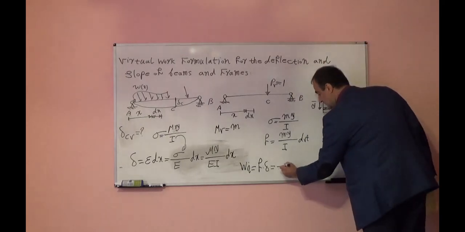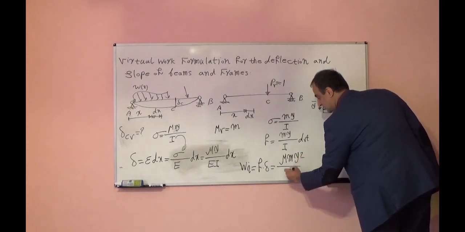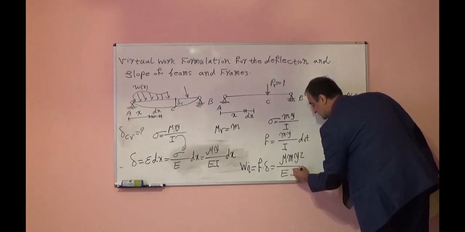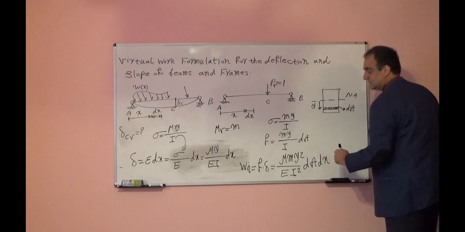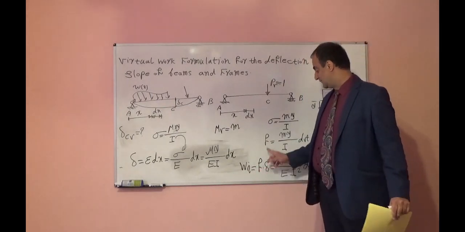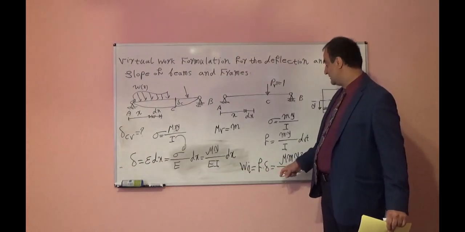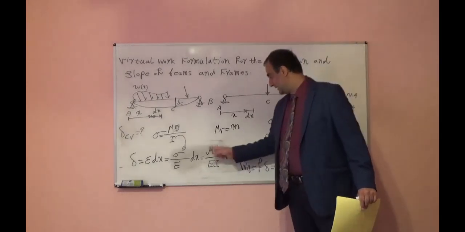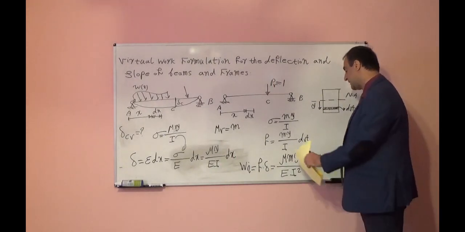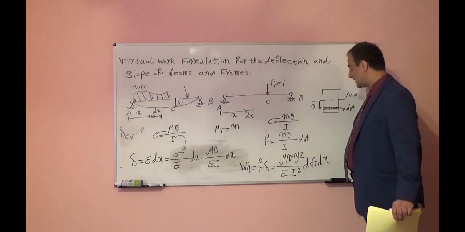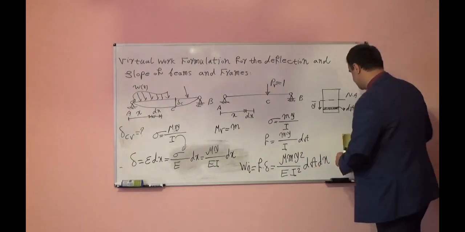That will be equal to m y squared over E I squared E A dx. Internal work will be force in that element times elongation in that element, F times delta. F we have here, delta we have here. We will plug in, we will have capital M, which means moment under real load, times lowercase m, moment under virtual load, y squared over EI squared dA dx.